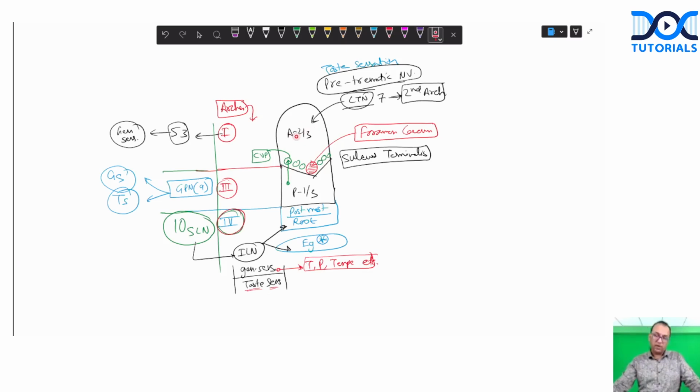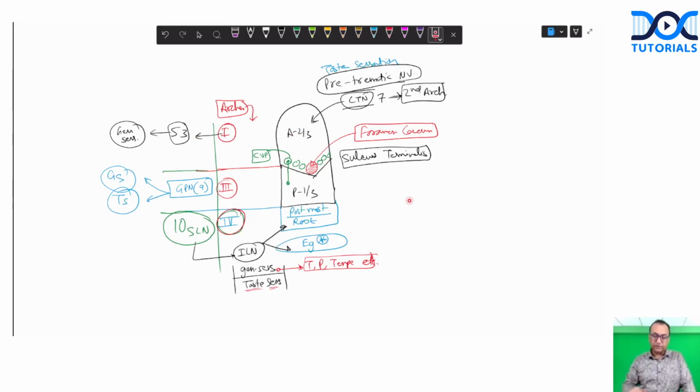Then what about the general sensation of the anterior two-thirds of the tongue? Because it develops in the first arch, it will be supplied by the nerve of the first arch, the mandibular nerve, branch of the trigeminal, the third branch of the fifth nerve. What does it do? It carries general sensation like touch, pain, temperature, etc. So remember all this information.